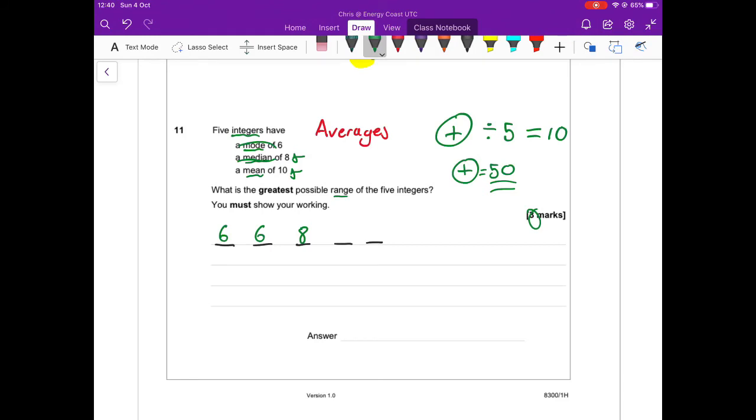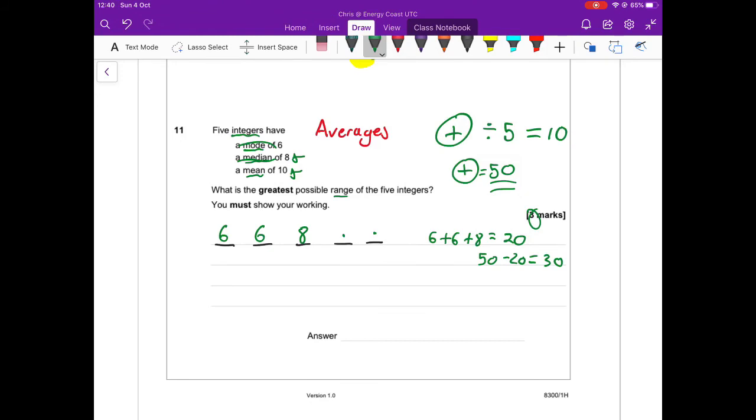So let's look at what we've got so far. What's 6 add 6 add 8 is 20. So these 2 numbers here have to add up to 30. Okay, because 50 take away 20 is 30. That's what I'm left with. I'm not allowed to use an 8, okay? So, what is the biggest possible range?